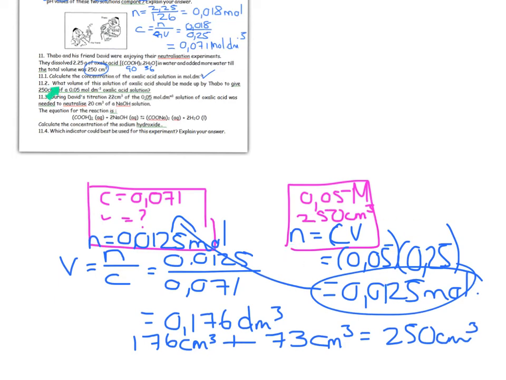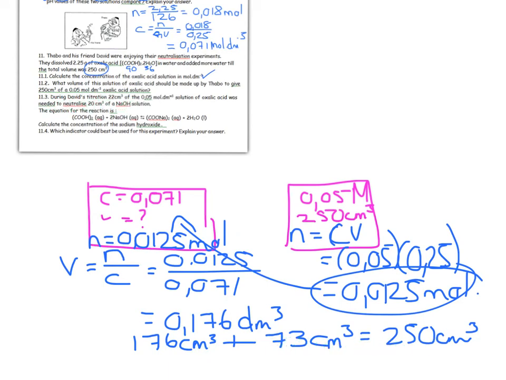So the question was what volume of this solution should be made up to give that. So it's 176 centimeters cubed. I would take 176 centimeters cubed, put it in the volumetric flask and fill it up, and I would have the perfect number of moles.